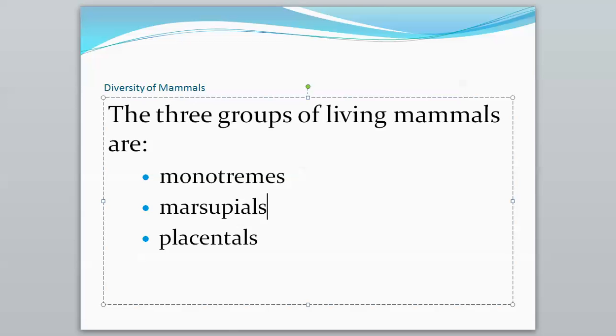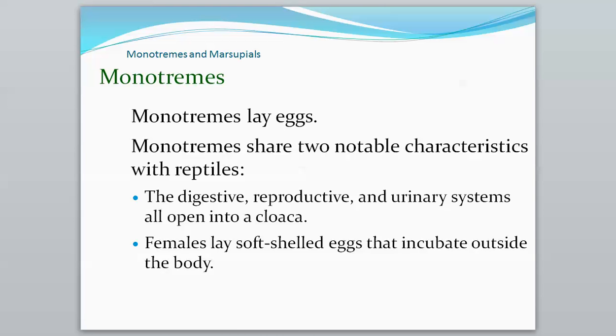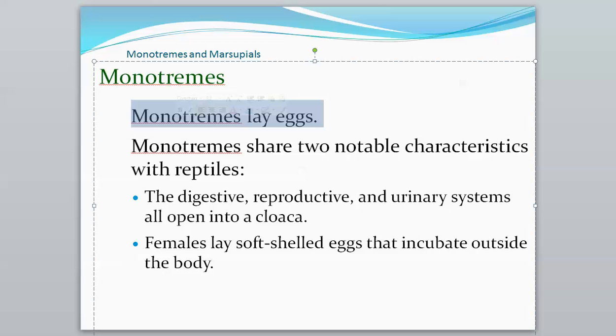The two we're going to talk about today are the monotremes and the marsupials. So now we're going to look at how these three groups differ from one another. Why do we categorize them differently? Our first one are monotremes, and these are kind of the weirdest ones, and they lay eggs. This is what you're going to need to know about monotremes.